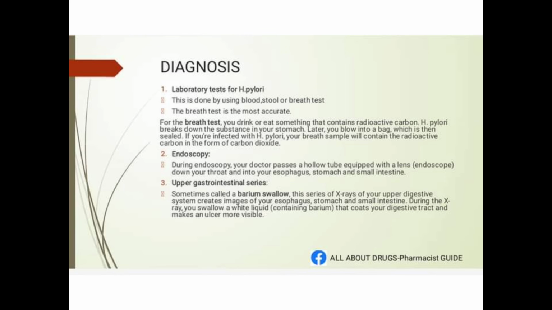Then diagnosis. So there are 3 types of diagnosis: laboratory test for H. pylori, endoscopy, and upper gastrointestinal series. In case of laboratory test, breath test. The laboratory test is done by using blood, stool or breath test, and the breath test is the most accurate. Then the endoscopy is done by the use of an endoscope, and the upper gastrointestinal series is also called barium swallow, an X-ray technique.